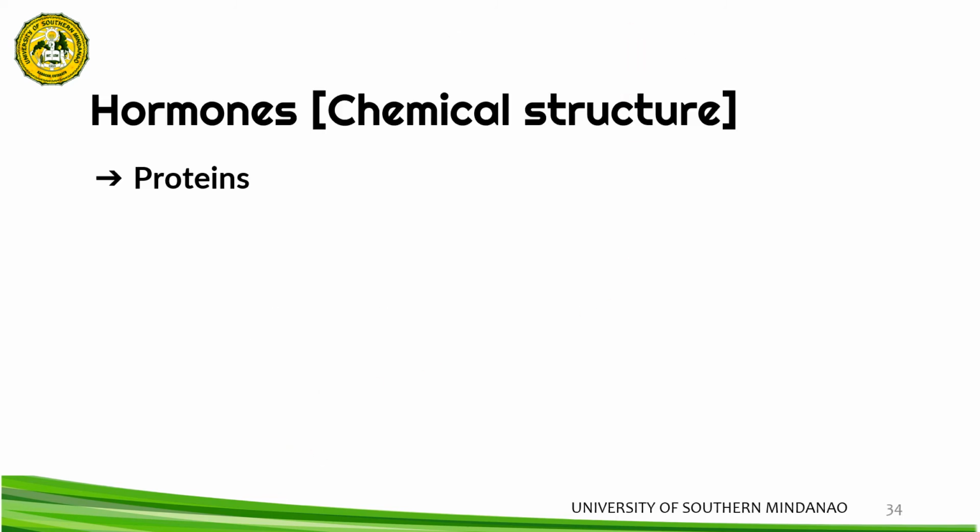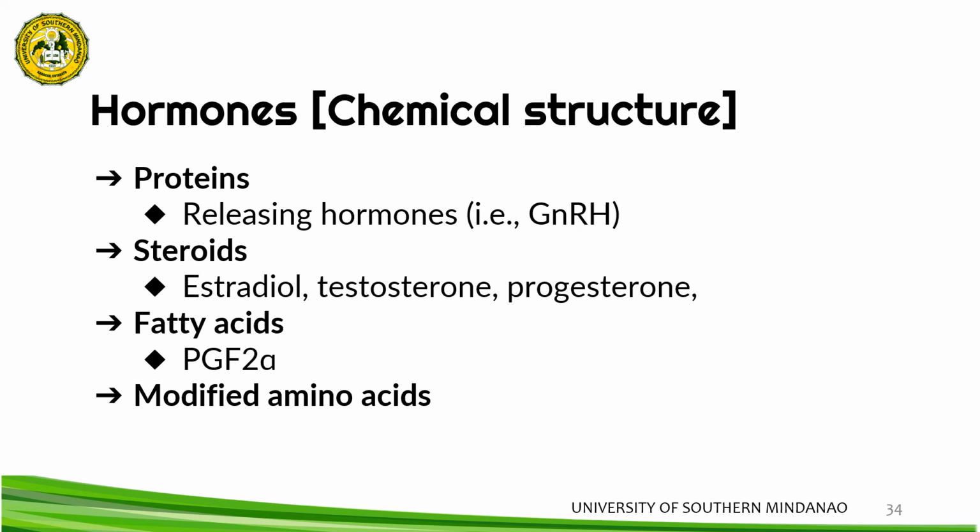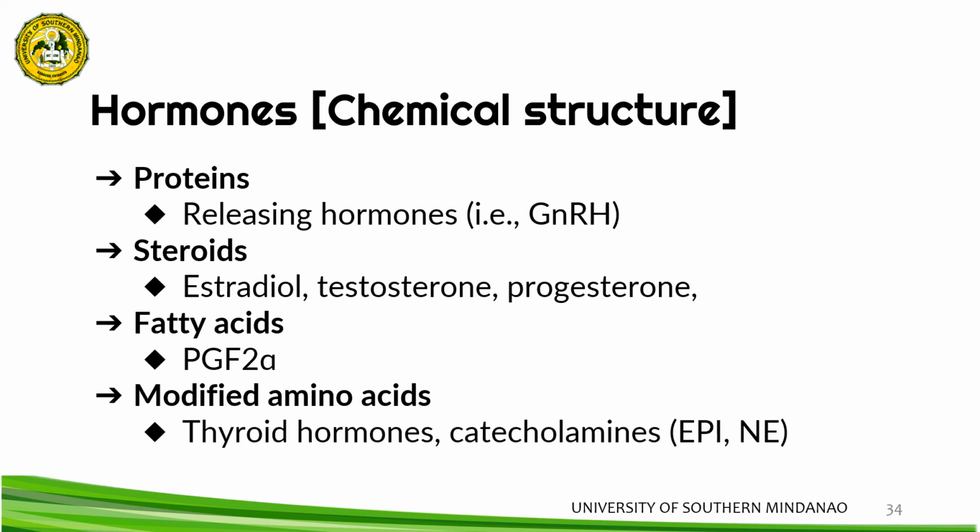The releasing hormones are considered to be proteins, or they are made up of proteins. An example of a releasing hormone is the gonadotropin releasing hormone. Examples of steroids are the estradiol, the testosterone, and the progesterone. For the fatty acids, we have the prostaglandin, PGF2 alpha, which is made up of fatty acids. And of course, we have the modified amino acid, thyroid hormone, as well as the catecholamines, epinephrine, and the norepinephrine.